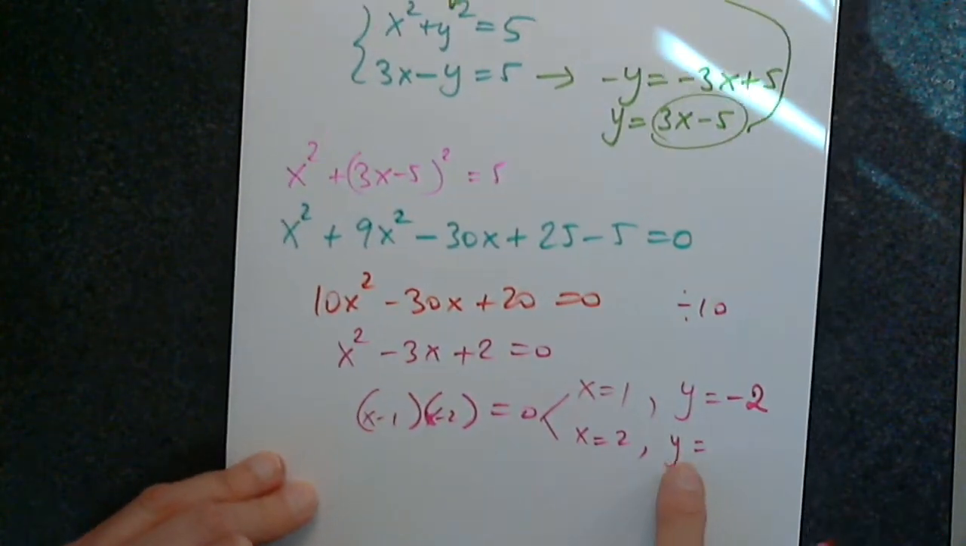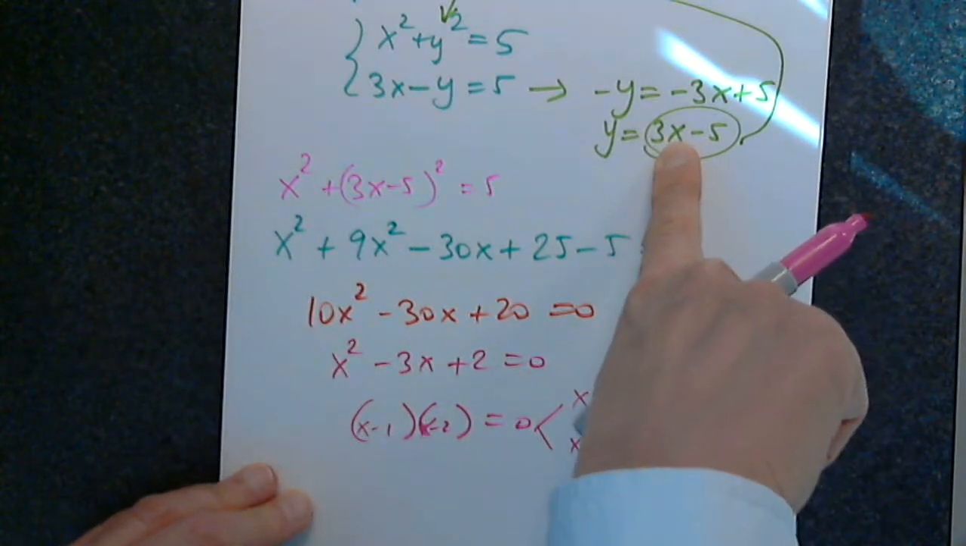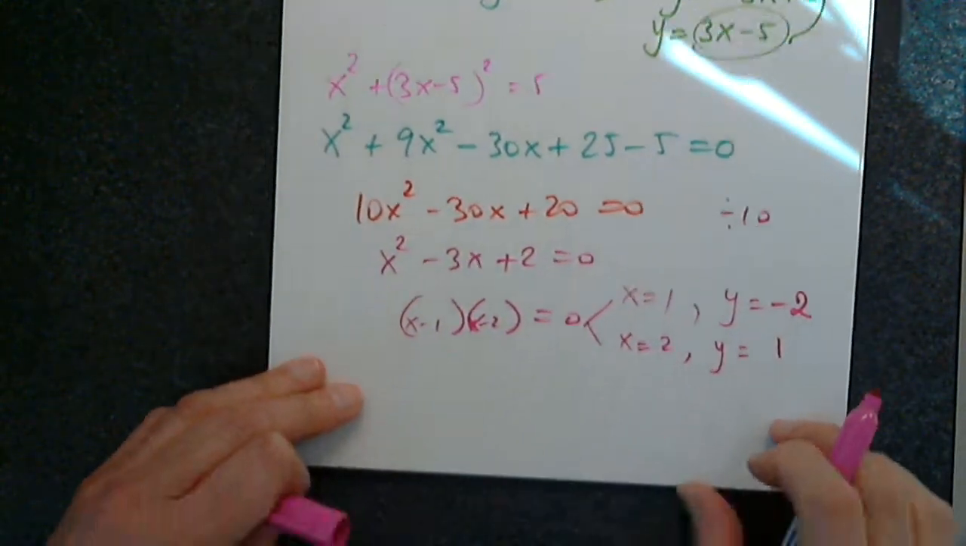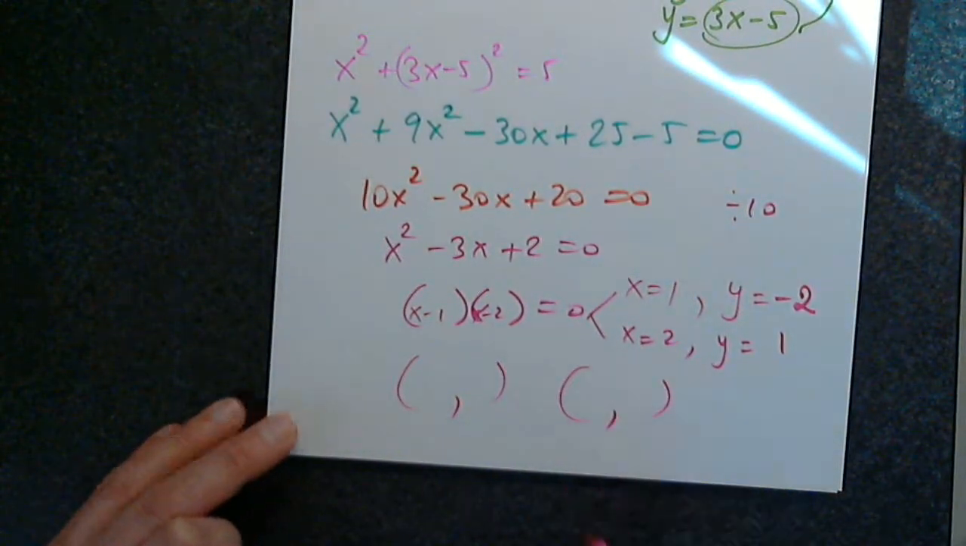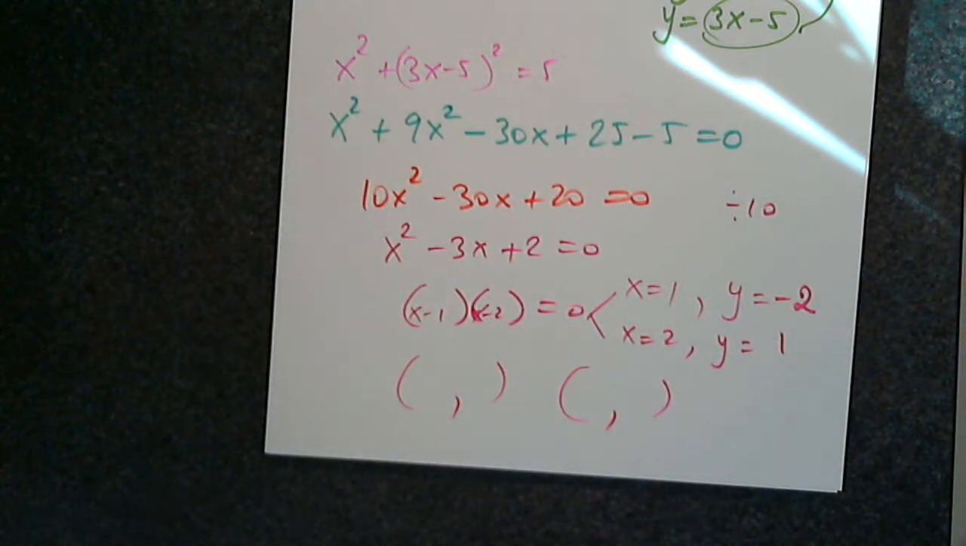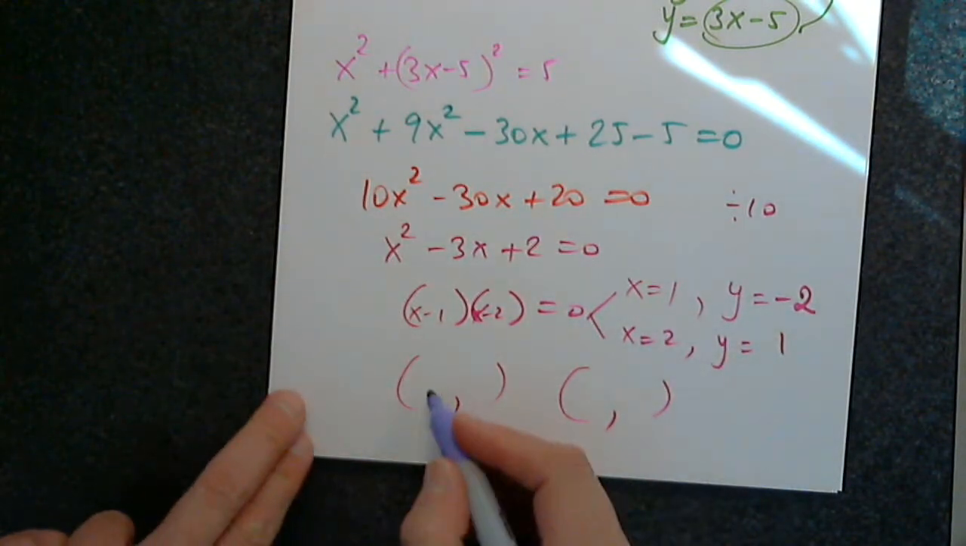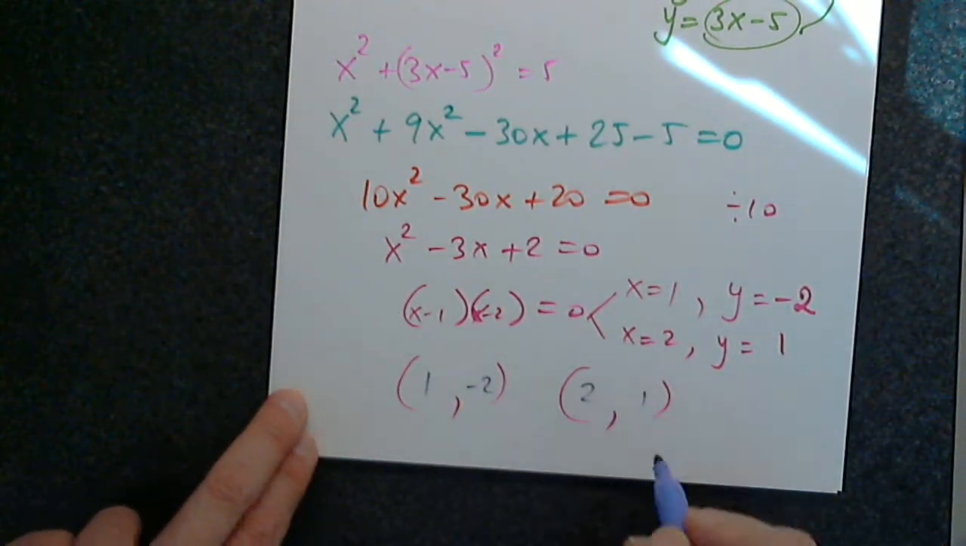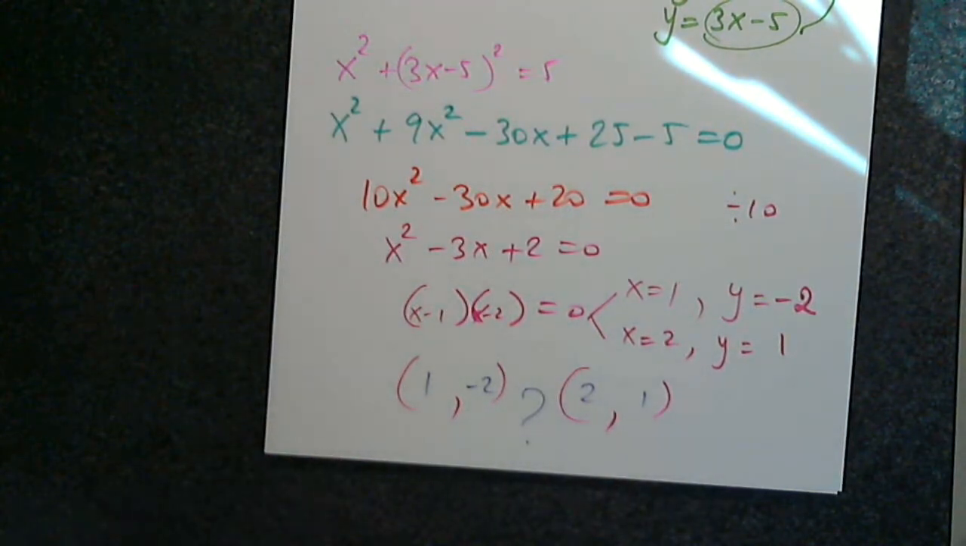Perfect. When x is 2. Very good. So this system of nonlinear equations, one is linear but the other one is not, so we have to consider it nonlinear. The solutions are 1 comma negative 2 and 2 comma 1. And please go back and check. If you want me to, I will check with you. If not, we'll move on.